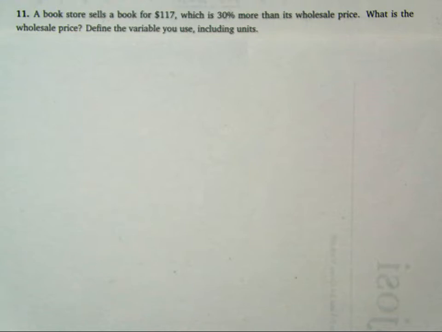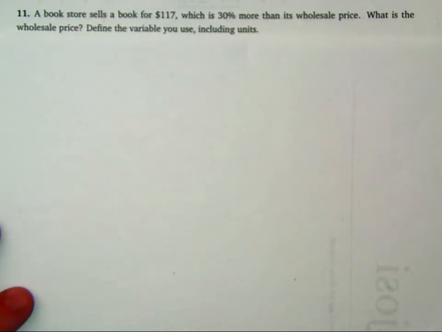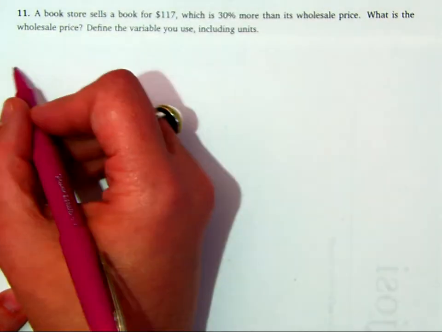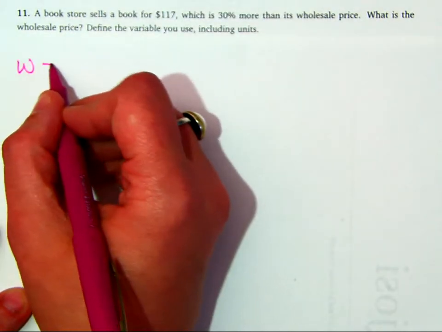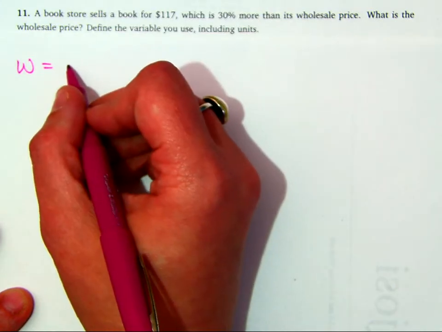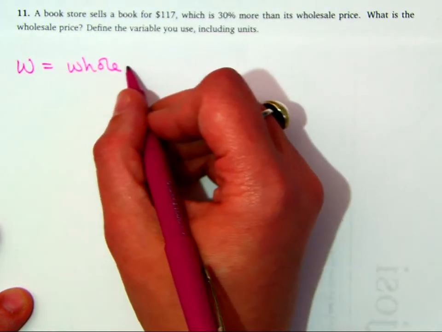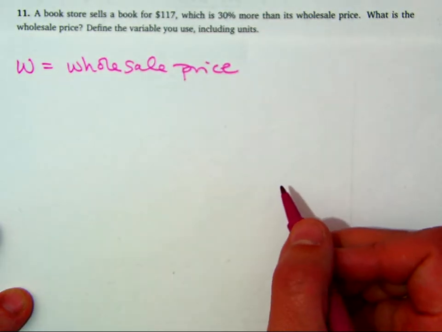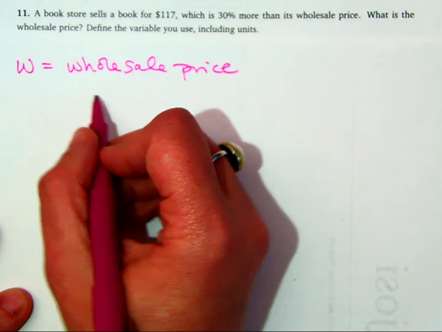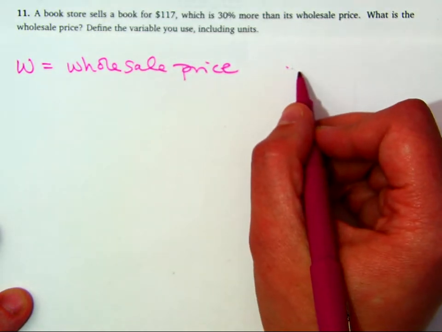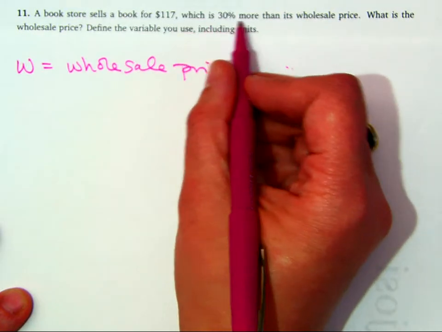So the very first step when it comes to solving a word problem is to set it up. We always want to start with the variable. You could make that variable whatever you want, as long as you define it. So you're going to say W is the wholesale price. And then what happens is you start with the wholesale price, right? You add on the markup. It says it's 30% more.